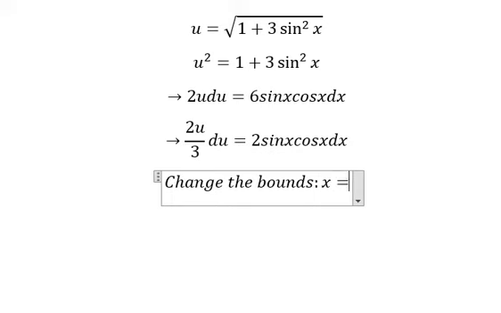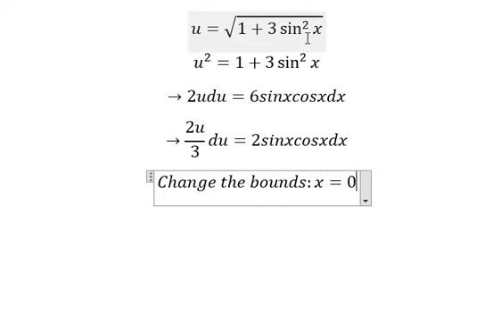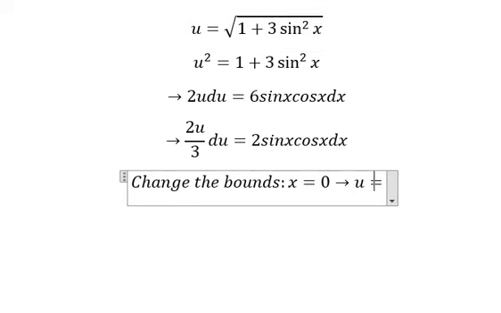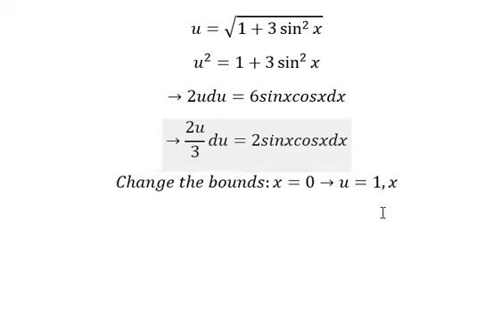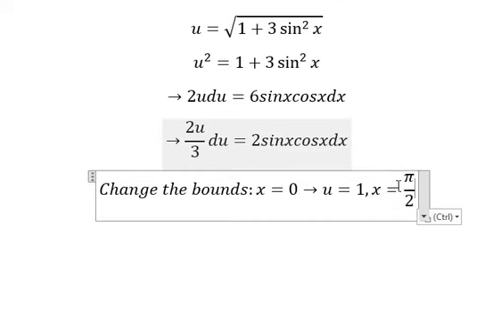When x equals to number 0, so we put number 0 in here, you got about 0. The square root of number 1, we have number 1. When x equals to pi over 2, so we put pi over 2 in here. So we have number 1, 3 with number 1, we have number 3. 1 plus 3, we have number 4. The square root of number 4, we have number 2.